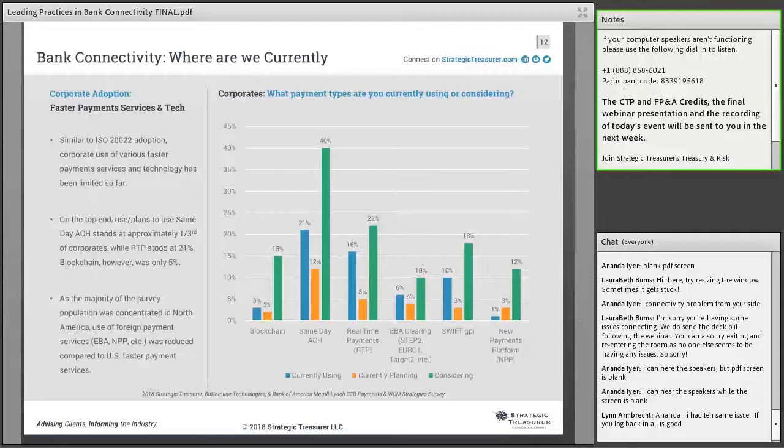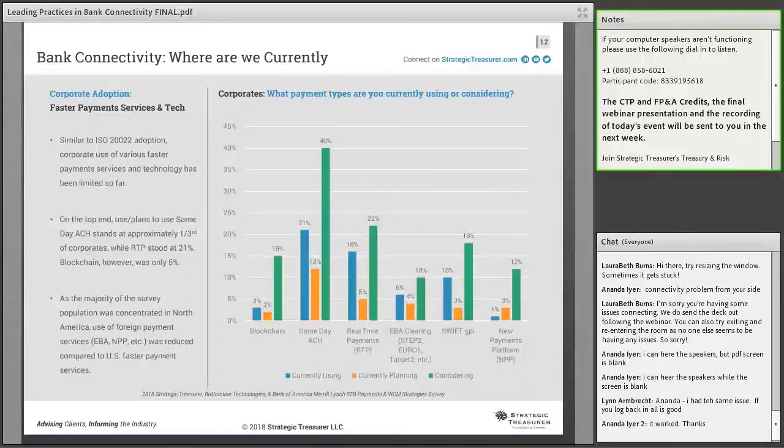And again, since a large portion of our survey population is headquartered in North America, we do see a significantly larger percentage of corporates that utilize same-day ACH and RTP, real-time payments, compared to EBA in Europe or the new payments platform, NPP, in Australia. While there are arguments and cases to be made for each of these services and solutions, I think the main takeaway from this chart and from this slide overall is that it takes time for corporate adoption of new services and solutions to occur.